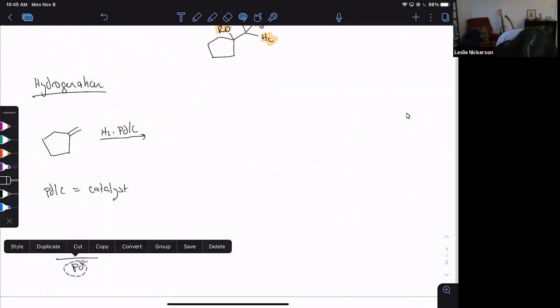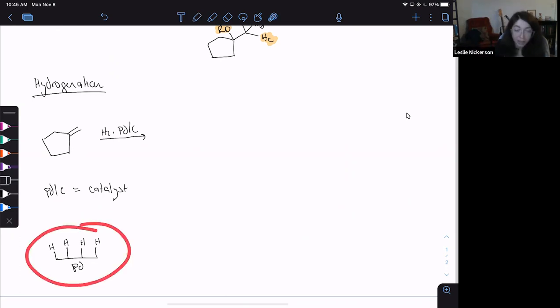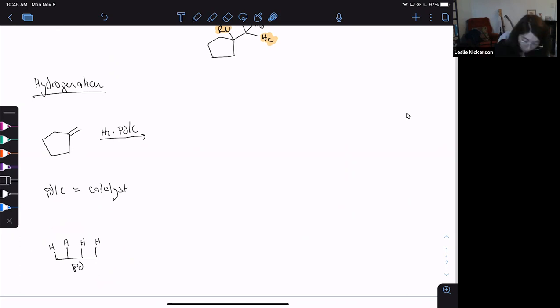The palladium is going to be a metal. It's going to just be sitting on the surface of carbon. So carbon, it's essentially like charcoal. It's very, very black when you look at this in the bottle. So what happens is as you add hydrogen gas to this, you end up getting hydrogen gas split and peppered on your surface. Okay, so the hydrogen gas is going to split into hydrogen atoms and deposit itself on the surface of the palladium. So then your alkene is going to come along.